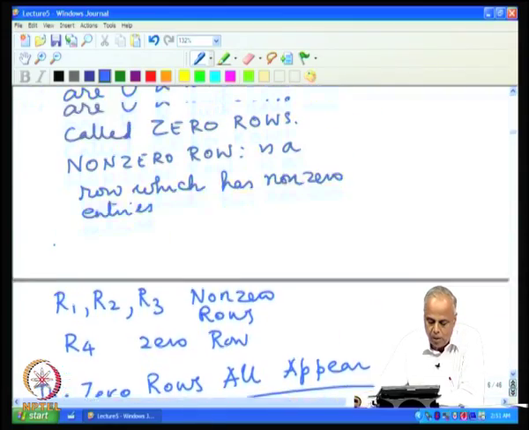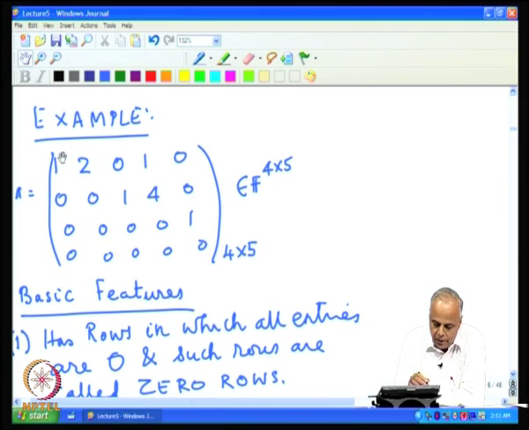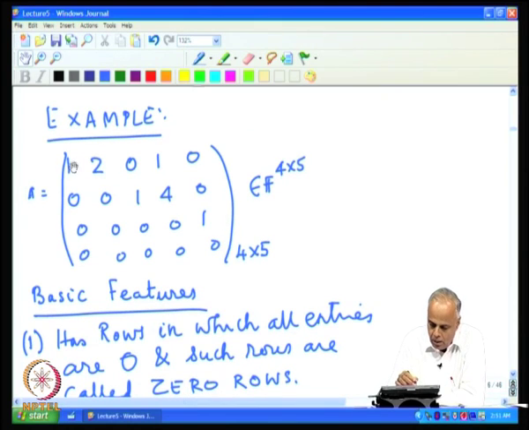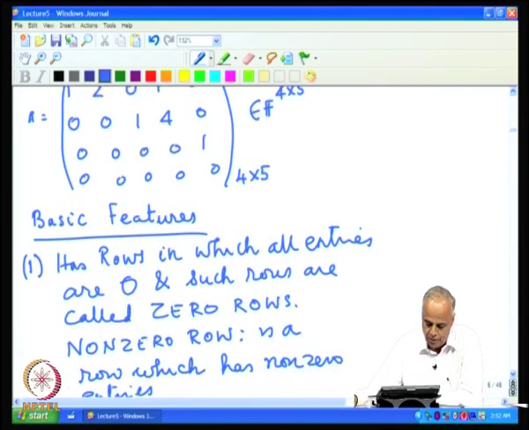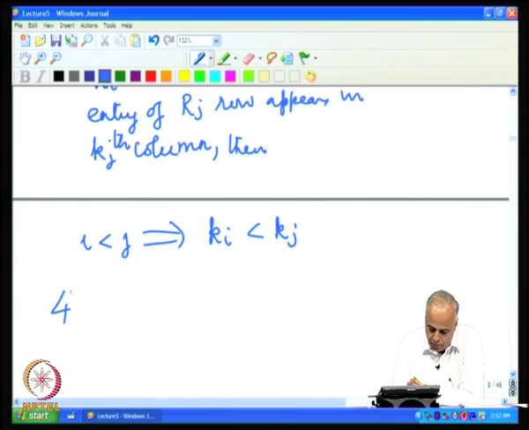Then the fourth important property that we observe is the following: pick up this pivotal entry 1, all the entries below that are 0. Look at the pivotal entry in the second row, which is in the third column, all other entries in that column are 0. Similarly, the third pivotal entry which is in the third row, fifth column, all other entries in that column are 0.